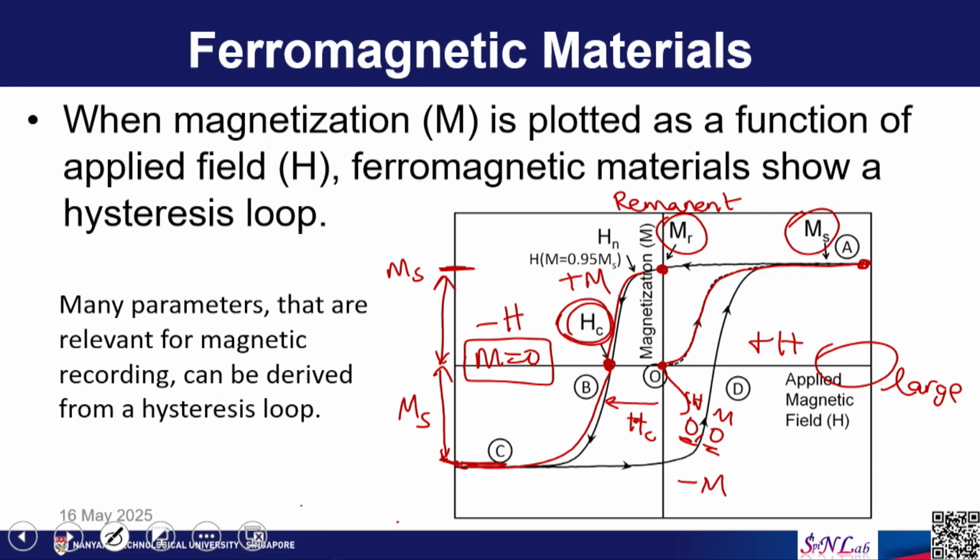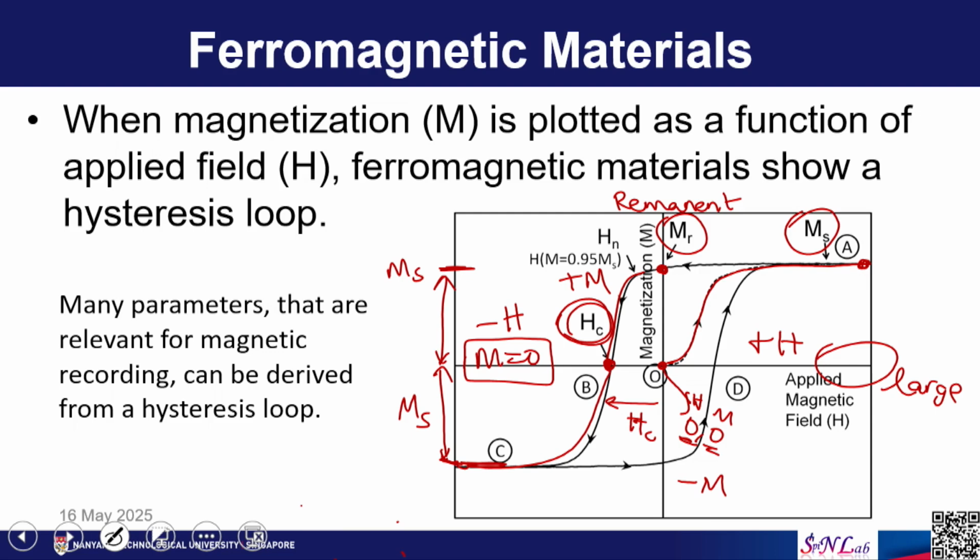And normally this is also symmetric. There are some cases where this Hc is not symmetric, but normally the coercivity also is symmetric. So, you can imagine this loop now, you have MS, MR and coercivity. These three are very important parameters.